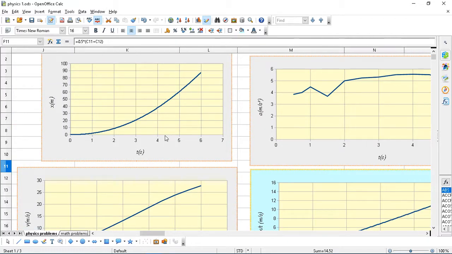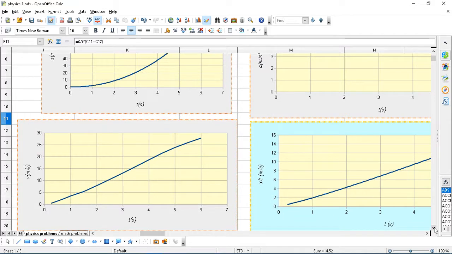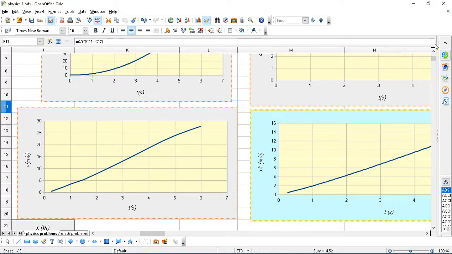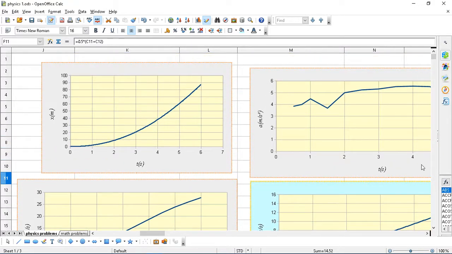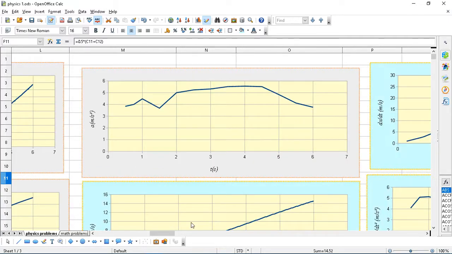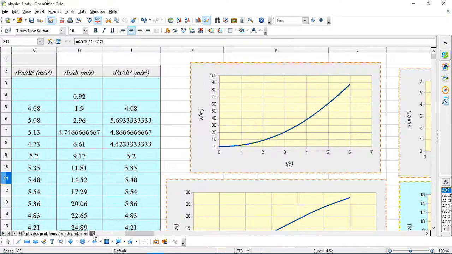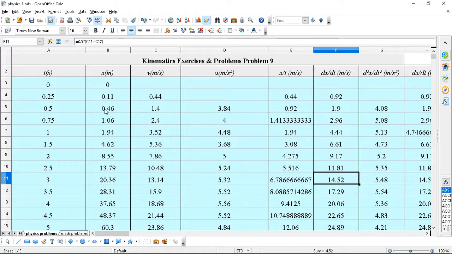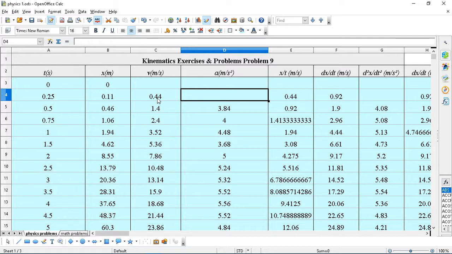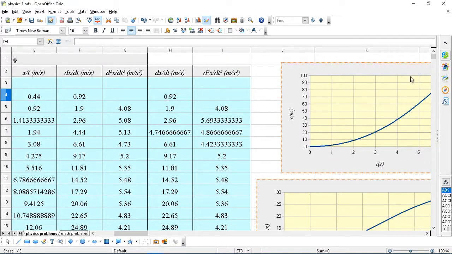These are the graphs for the position versus time, the velocity versus time, and the acceleration versus time, in accordance to the initial values given and the values calculated for these two columns C and D. Okay, we'll continue with the rest of the problem in the next video.